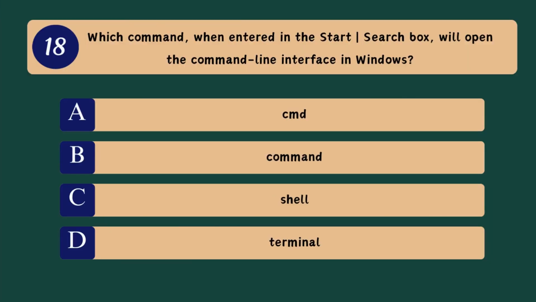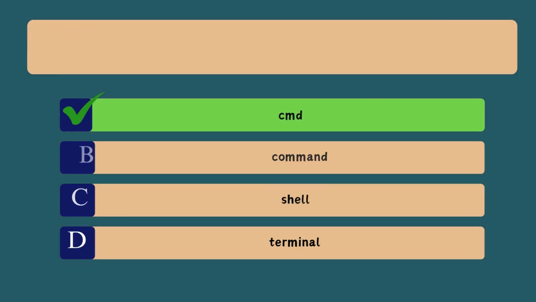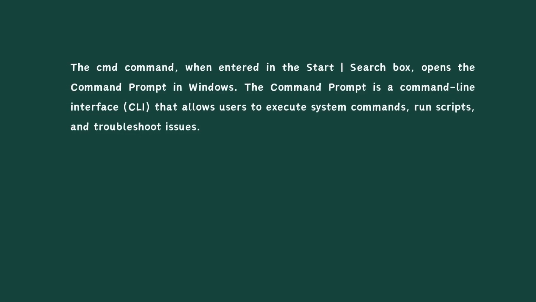Question 18. Which command, when entered in the Start search box, will open the command line interface in Windows? A. CMD. B. Command. C. Shell. D. Terminal. Correct answer: A. CMD. The CMD command, when entered in the Start search box, opens the command prompt in Windows. The command prompt is a command line interface, CLI, that allows users to execute system commands, run scripts, and troubleshoot issues.